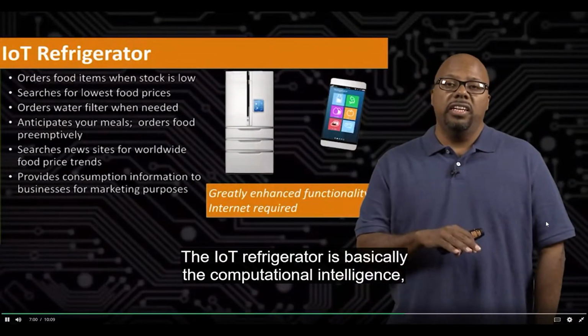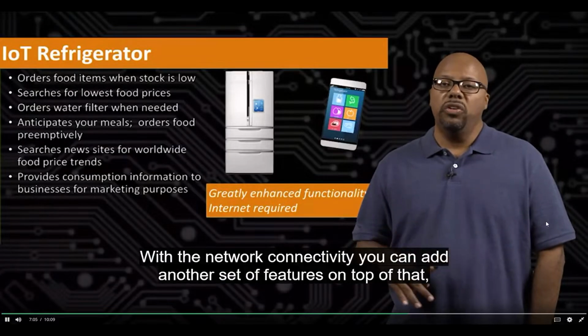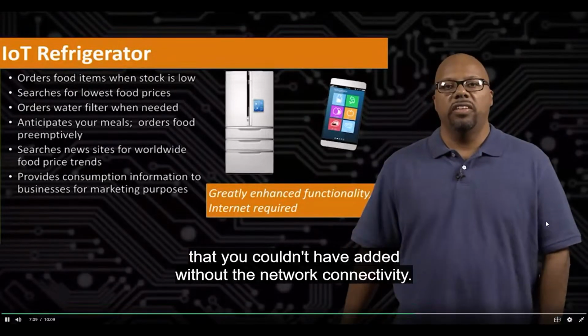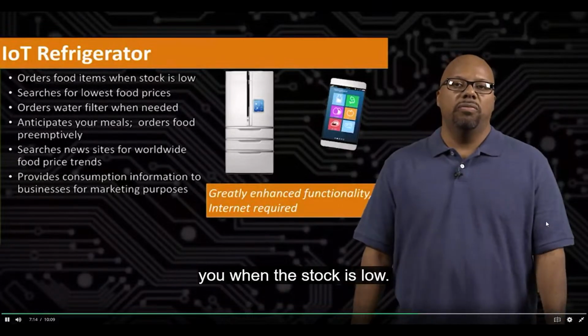The IoT refrigerator is basically the computational intelligence, but also network connectivity. With the network connectivity, you can add another set of features on top of that you couldn't have added without it. So for instance, you can have your refrigerator actually order food for you when the stock is low. That can easily happen.